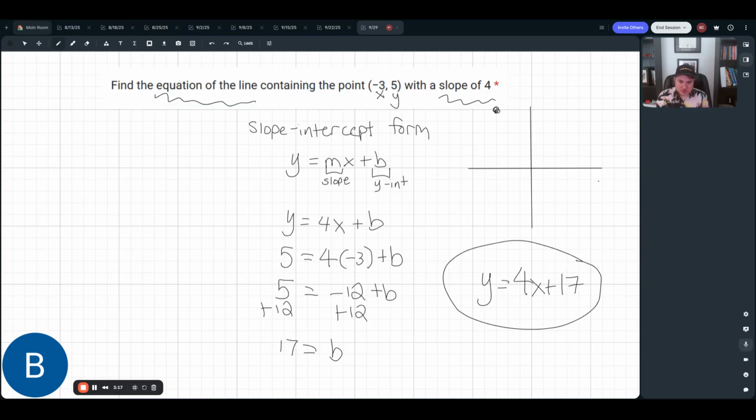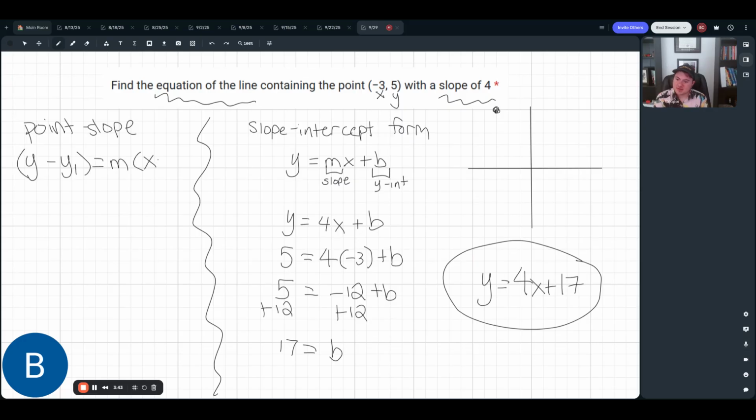I'll also show you how to do this in point slope. Really briefly, point slope is actually easier for this. Point slope form is y minus y1 equals m times x minus x1. I don't use point slope very often, if you can't tell.